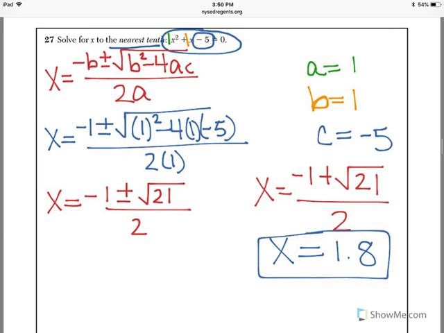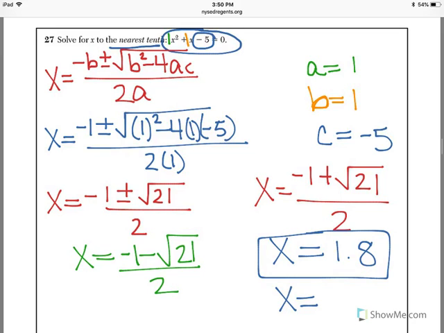The other answer that you're going to get is by using the subtraction, so the other part that you're going to type into your calculator is -1 minus the square root of 21 all over 2. When you type that in, your other answer will be x equals -2.8 when you round to the nearest 10th. So those are the two roots rounded correctly, and that's all you have to do for this problem.